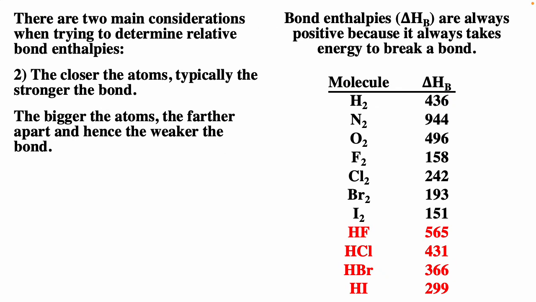Now, the secondary consideration is the size of the atoms. The smaller the atoms, the closer the atoms, the stronger the bond. Here we have HF, HCl, HBr, HI. Fluorine is smaller than chlorine, smaller than bromine, smaller than iodine. So the HF bond is the strongest of these 4 because the fluorine is the smallest, and so the HF will be closest. If we look at another example, here we have H2, Cl2, Br2, I2. Again, in general, the smaller the atoms, the closer the atoms, the stronger the bond.